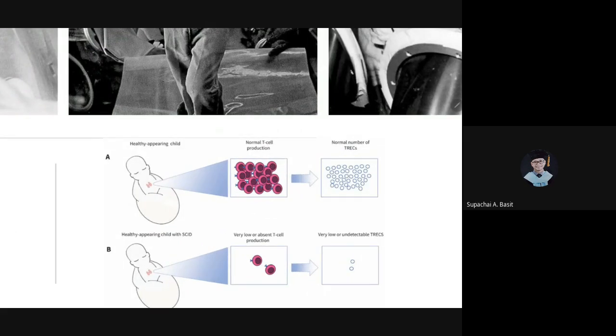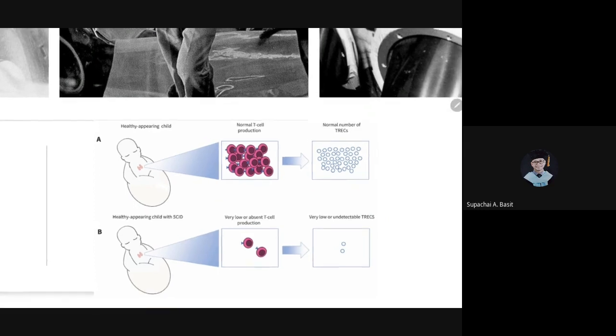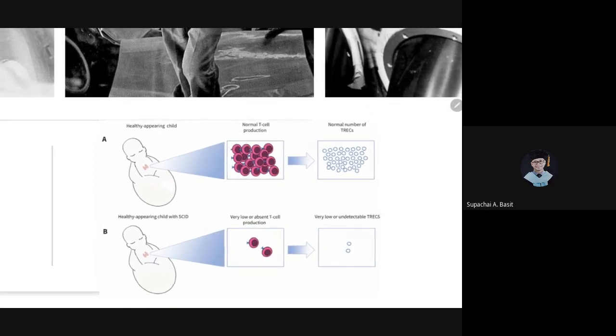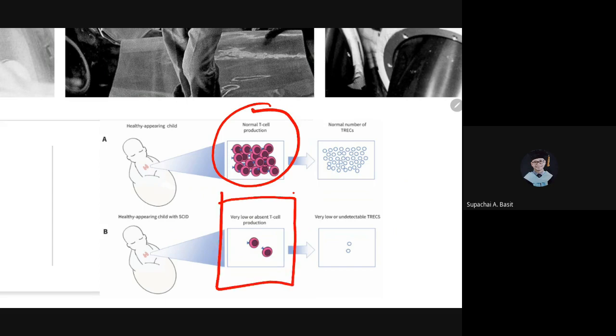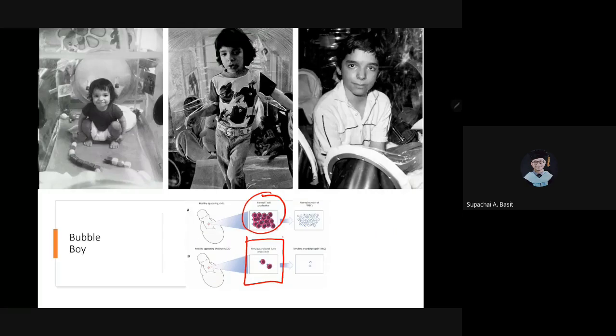So to illustrate, this is the picture of a healthy appearing child, wherein this child would have a normal T cell production, unlike this one. This child has a very low or absent T cell production. As a result, T cell functions would not be normal for a patient with SCID.